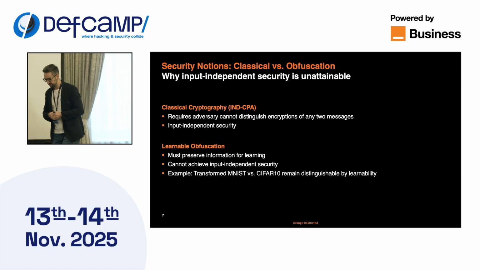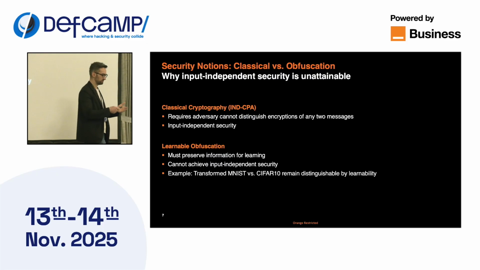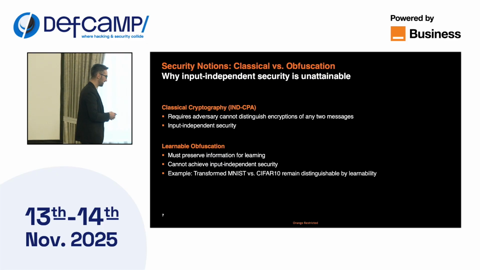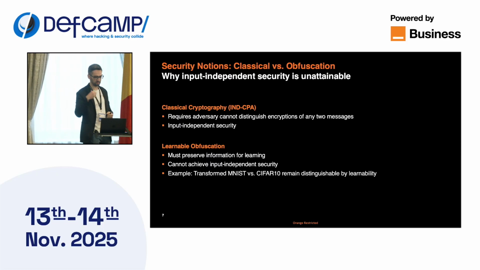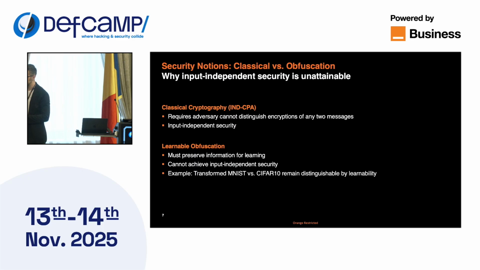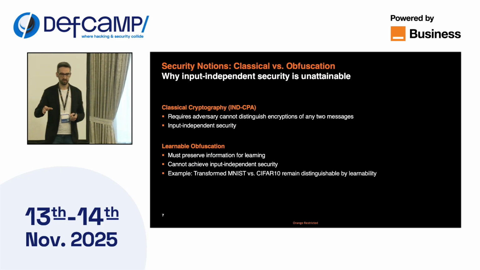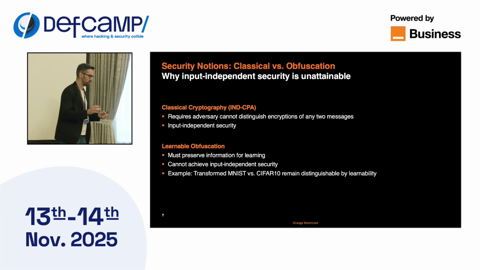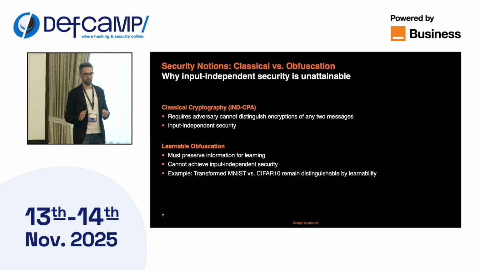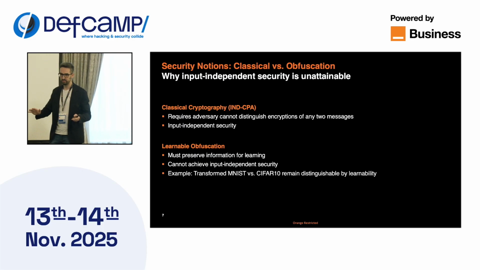Now, the most important part in this story is, of course, security. And here I want to give you a brief intuition about how we see security in cryptography and how we see security in learnable obfuscation. So in cryptography, there is no middle way. When it comes to encrypted data, an attacker cannot find any information about the plaintext data.